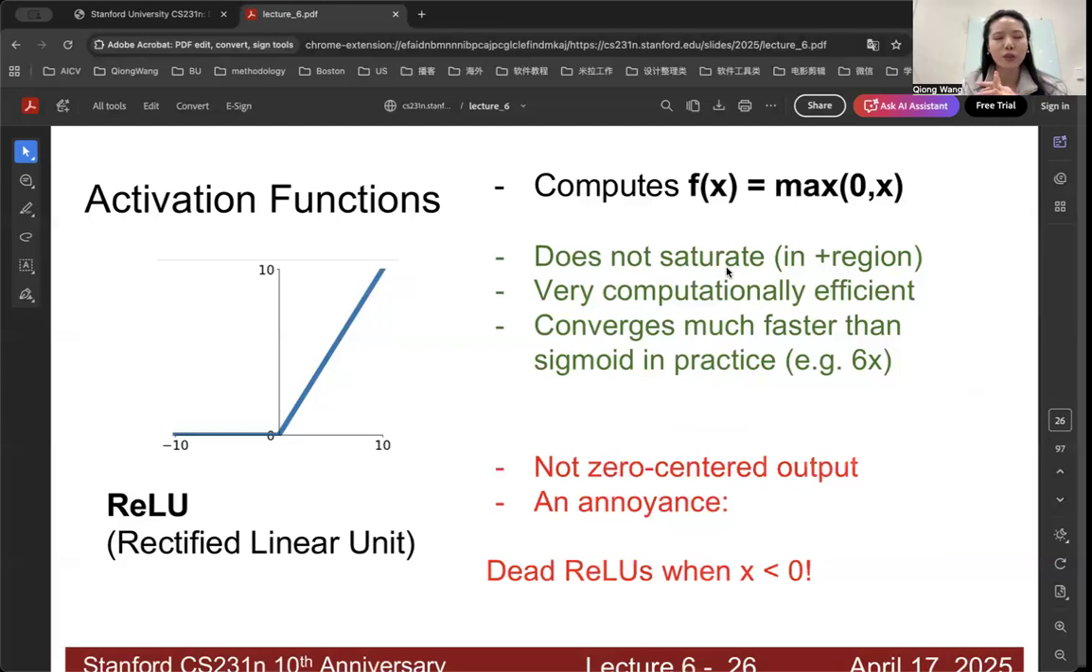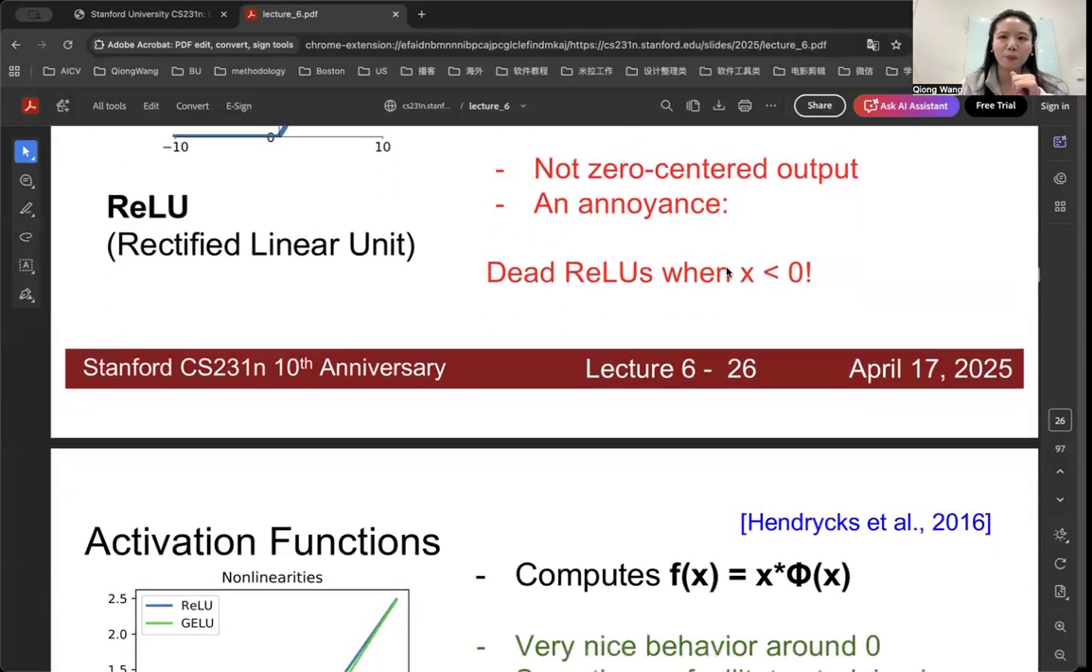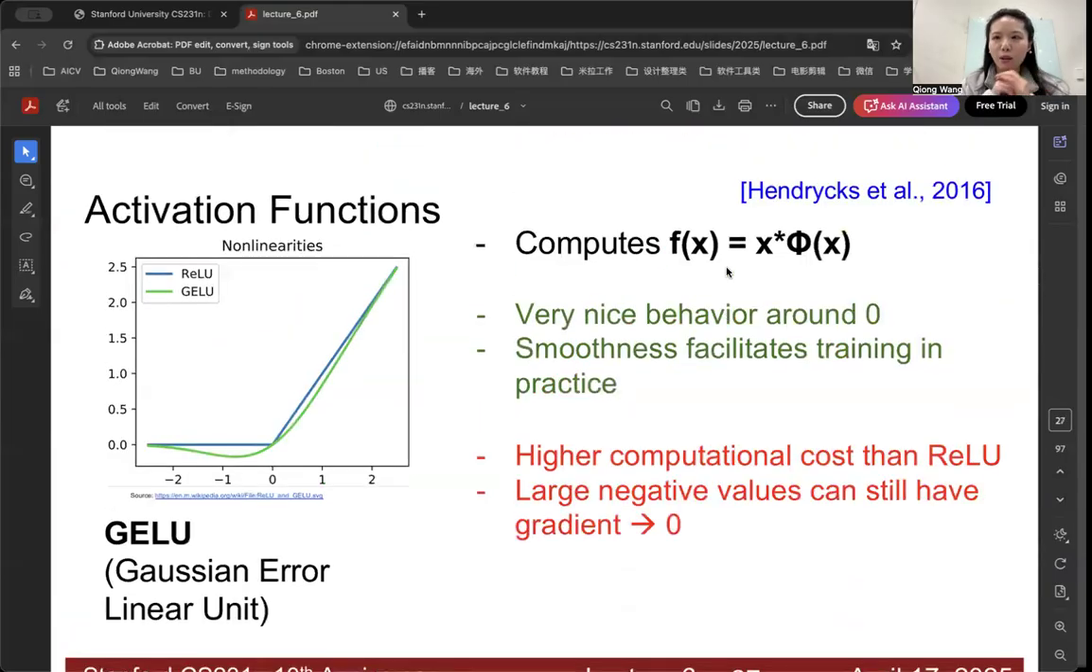But a problem also comes from it. This function has no zero-centered output, and it will die when the input is smaller than 0. So how do we solve this problem? We can use GELU instead of ReLU, and we can have a look at a comparison between ReLU and GELU.